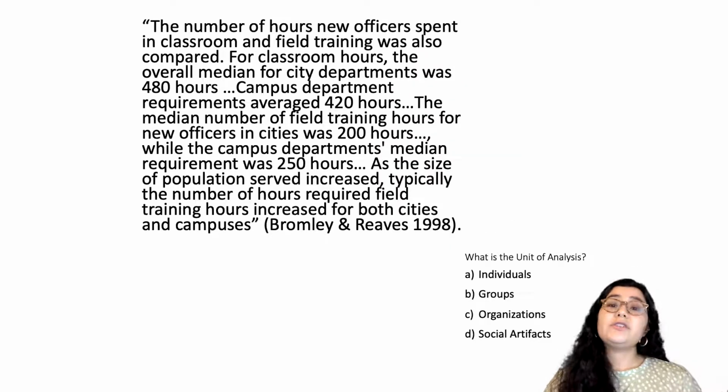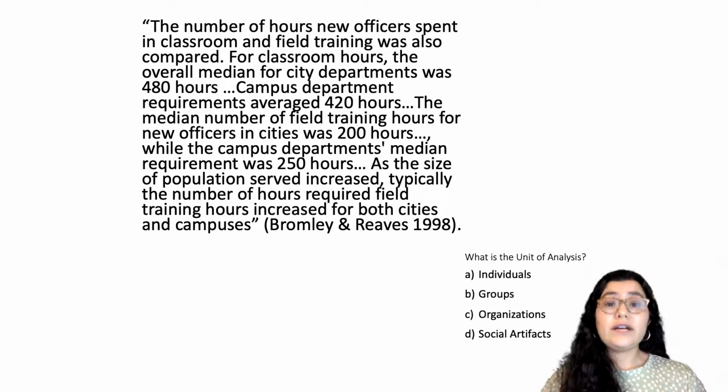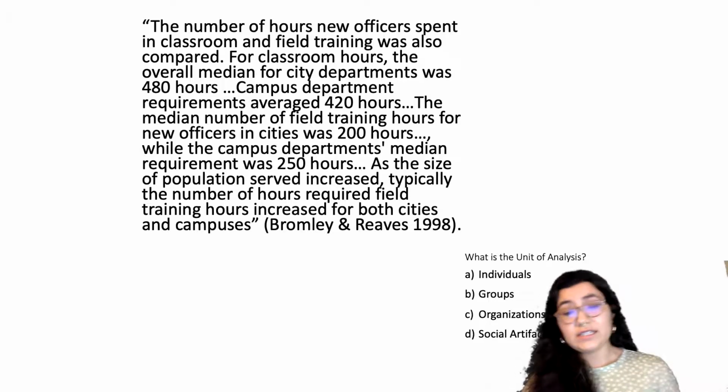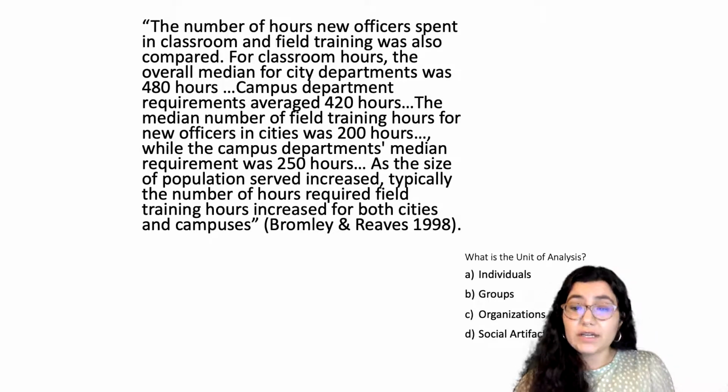The number of hours new officers spend in the classroom and field training was also compared. For classroom hours, the overall median for city departments was 488 hours. Campus departments requirements average 420 hours. The median number of field training hours for new officers was, and it goes on. So what is the unit of analysis in this instance? I'll take a pause.